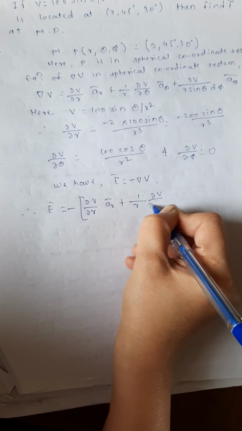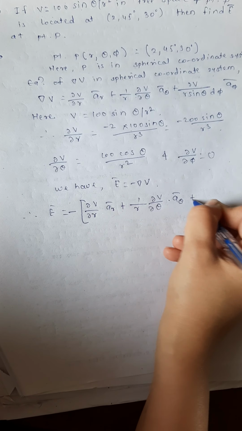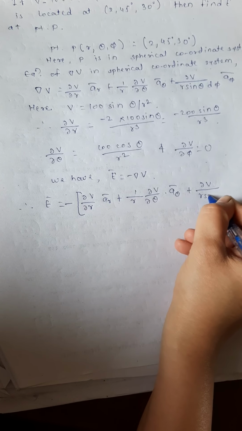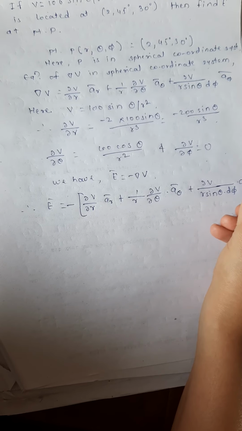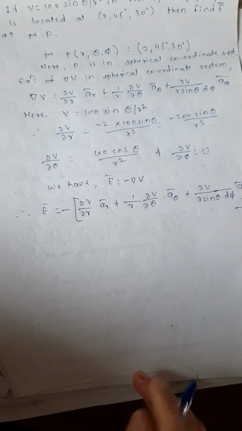Now we have the equation of E bar as minus delta V. Therefore delta V is replaced by E bar and the minus sign is here. So it is minus of dV by dr Ar bar plus 1 by r dV by d theta A theta bar plus 1 by r sin theta dV by d phi A phi bar. So this is equation number 1.